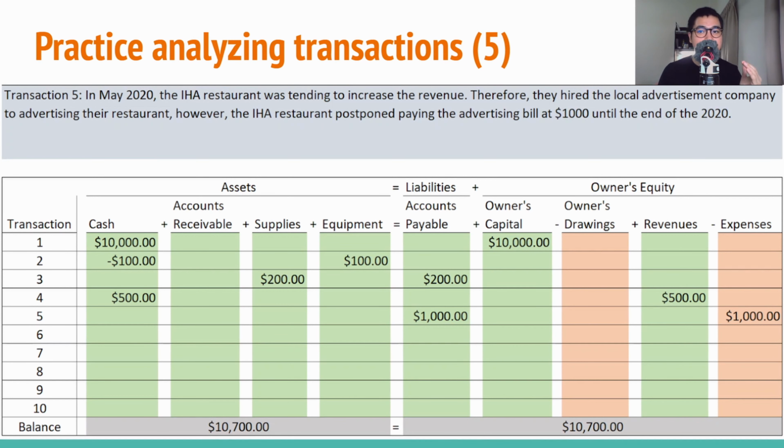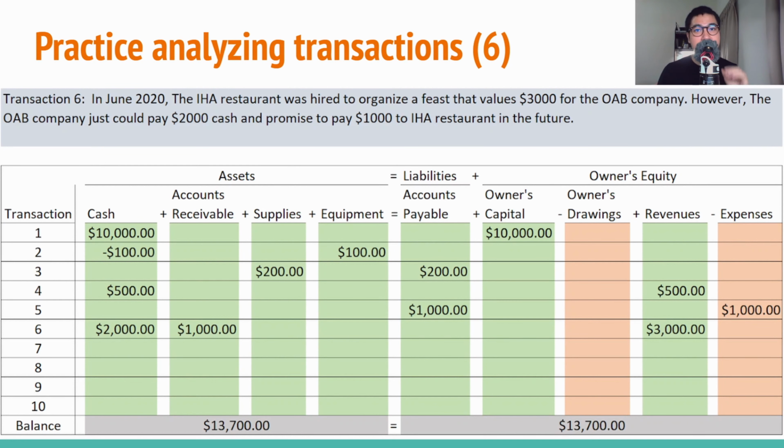And the answer is that the relation between the owner's equity and expense is contrary. It means the more increases in expense, the more decreases in owner's equity. Because of this, we still get the balancing on both sides, that is 10,700. Okay. The sixth transaction is in June 2020.